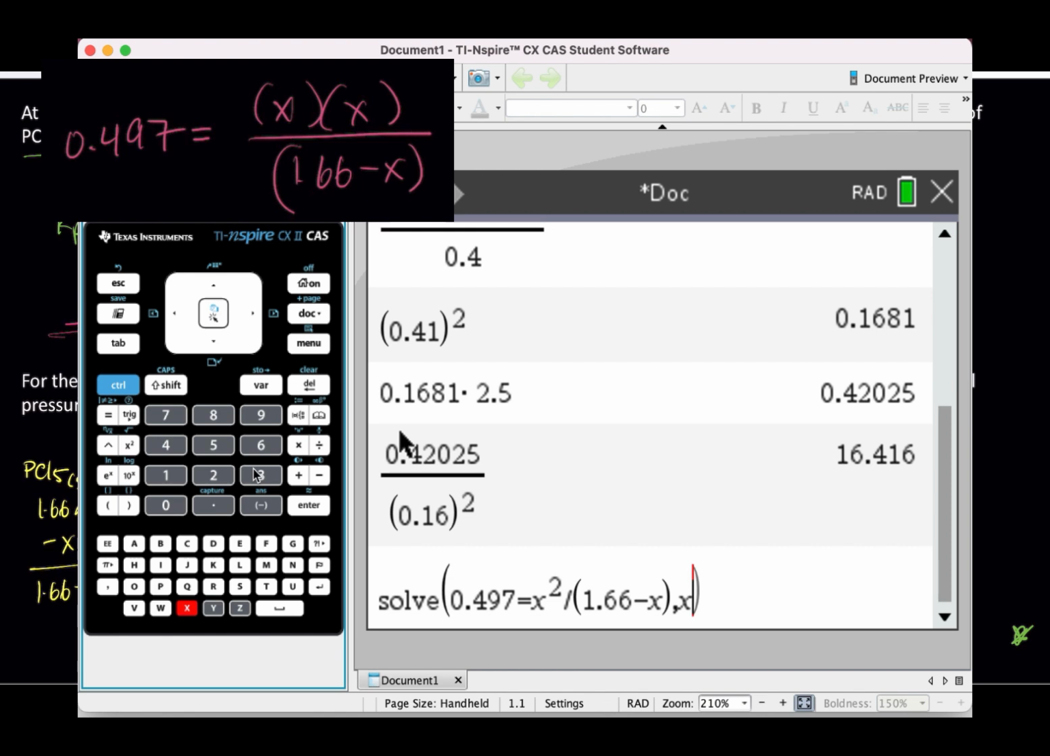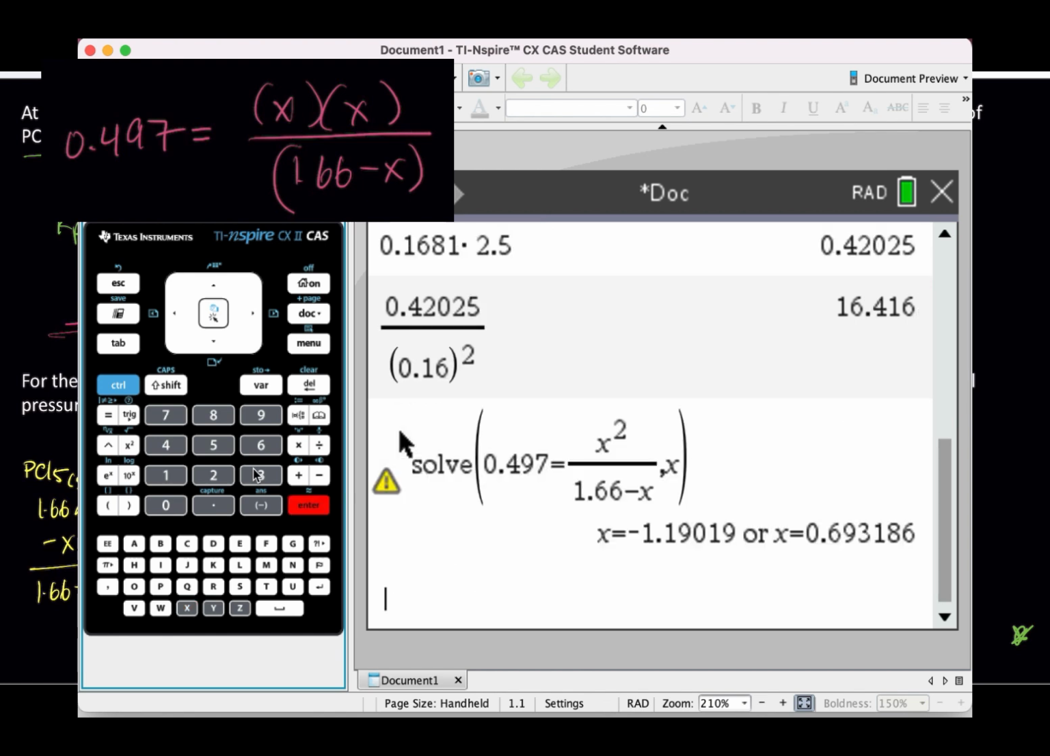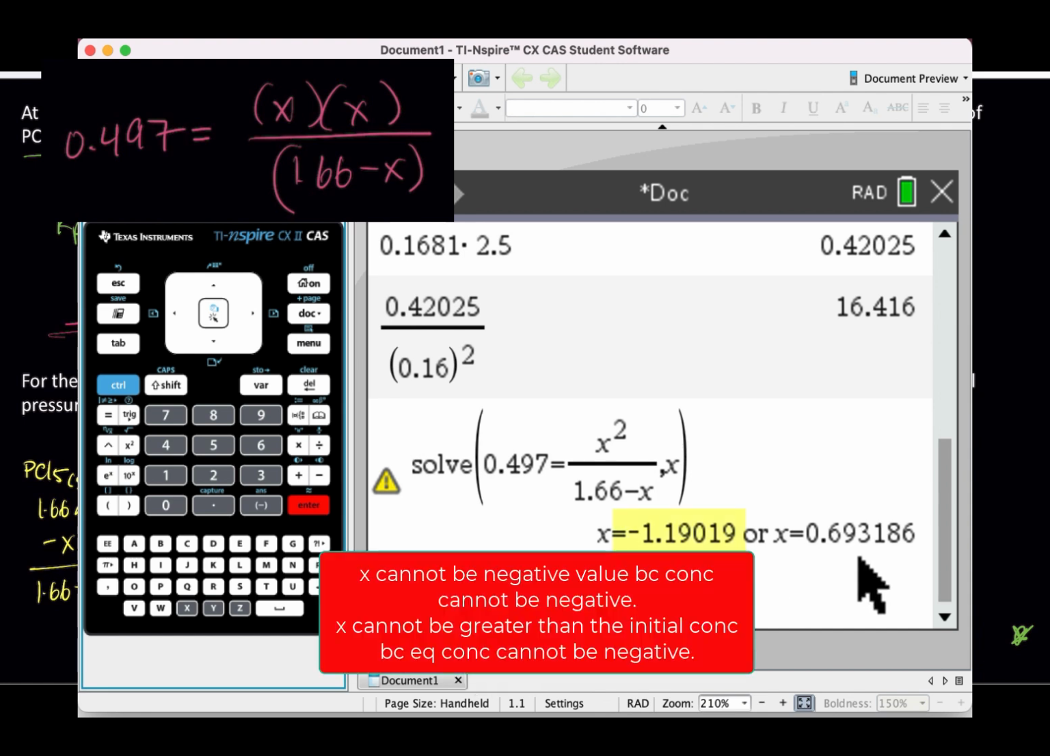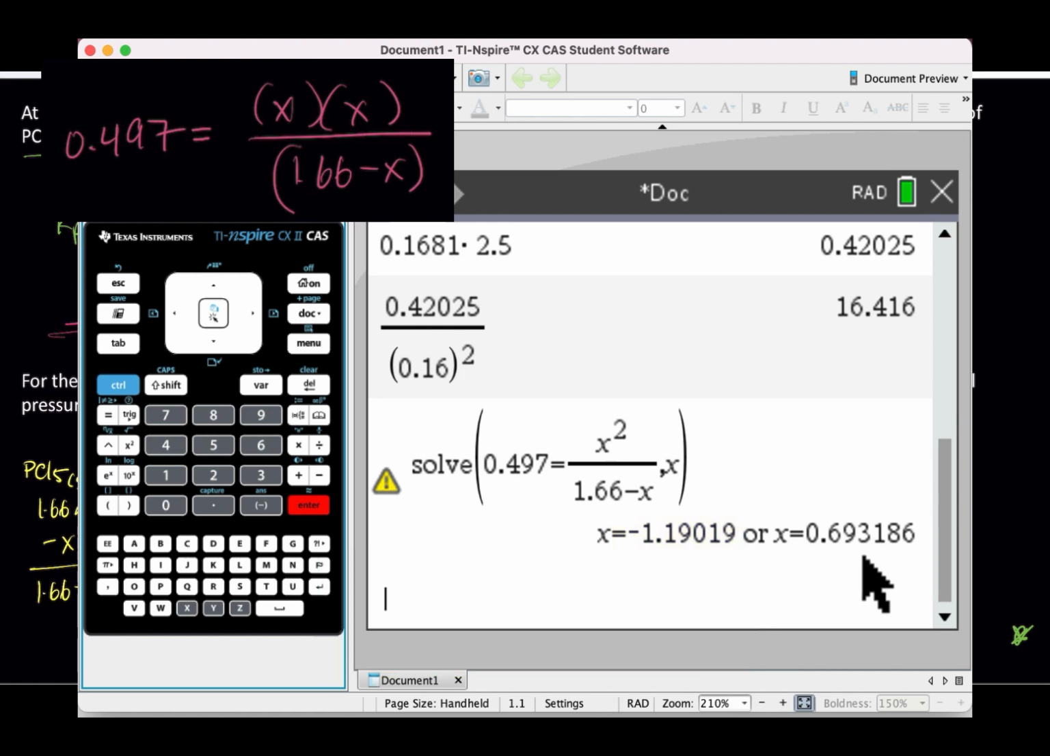And then when we stop and look at our choices, right, because it's a quadratic, it's going to spit out 2 answers. We're going to look at those 2 answers and pick the one that makes sense. Only one of them is going to actually work in the context of the problem, right? Meaning that 1.66 minus x can't be a negative number, right? We can't have a negative concentration. So only one of those numbers is going to make sense. Yes? All right.